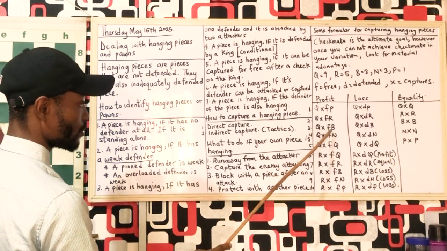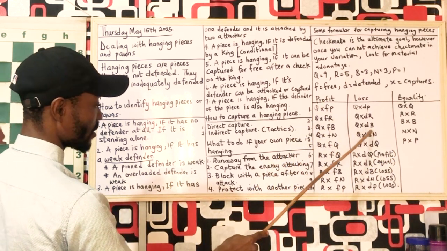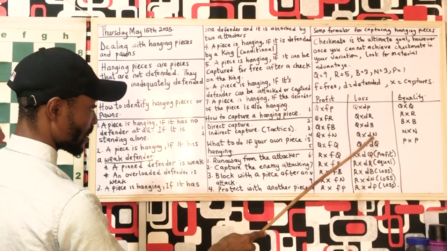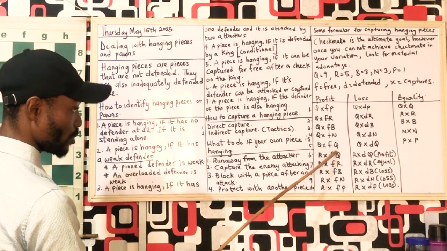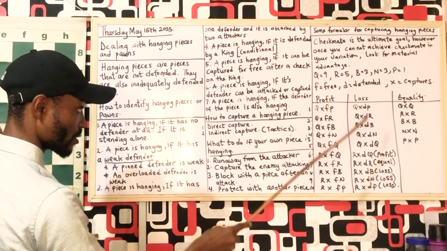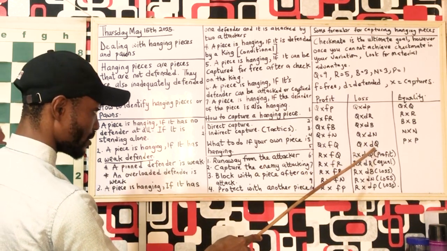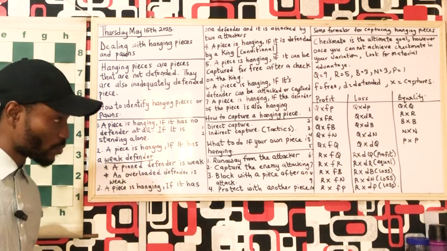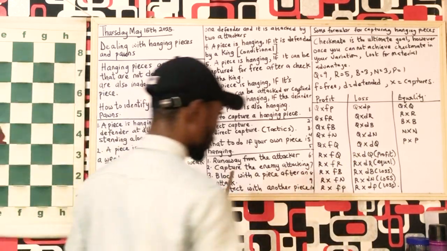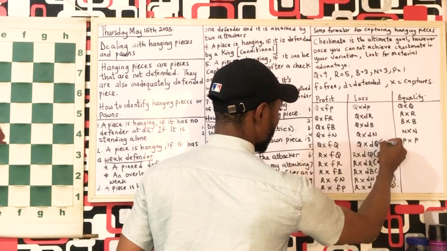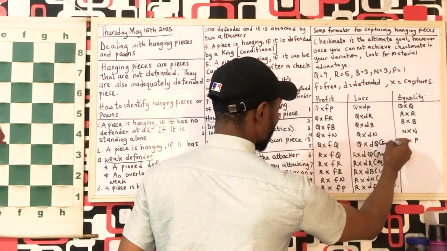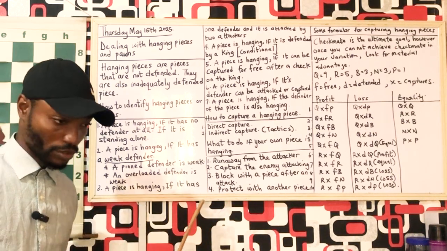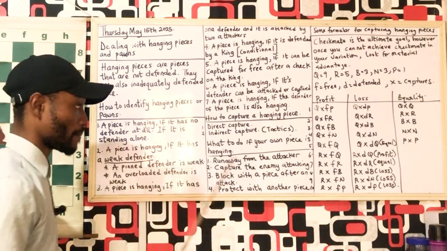Then queen takes free bishop, profit. Queen takes defended bishop, loss. Queen takes free knight, profit. Queen takes defended knight, loss. Queen takes free queen is a profit. Queen takes defended queen, I think this part is equal. It's not a loss. The queen is defended, so 9 for 9, equality.